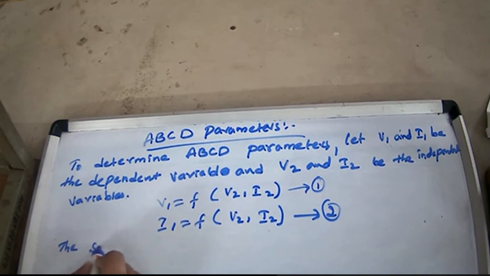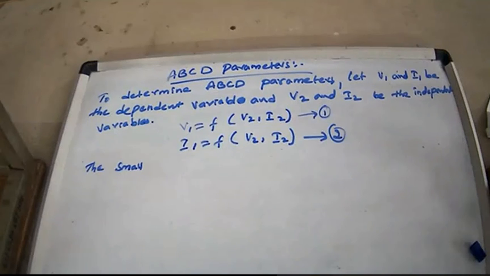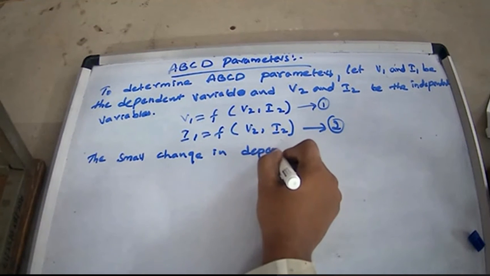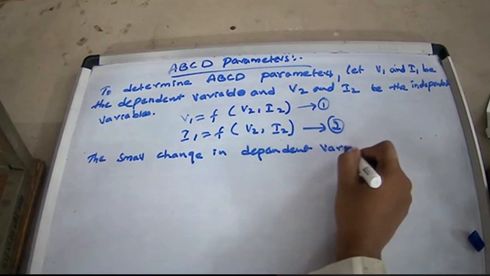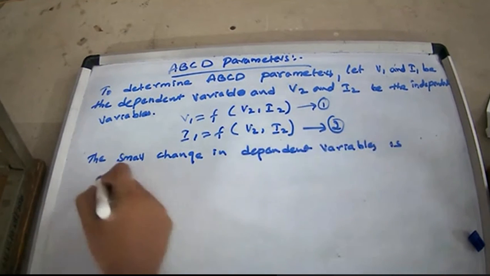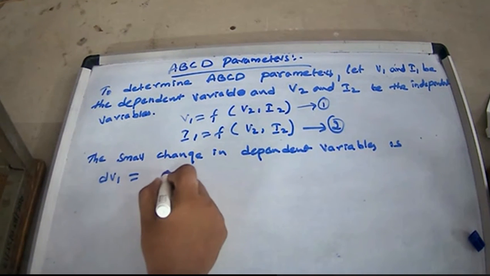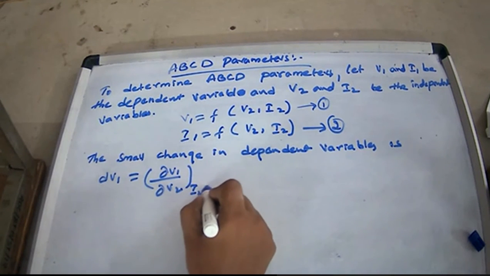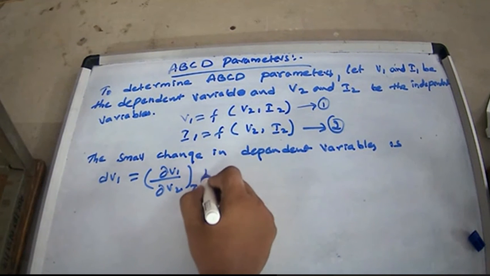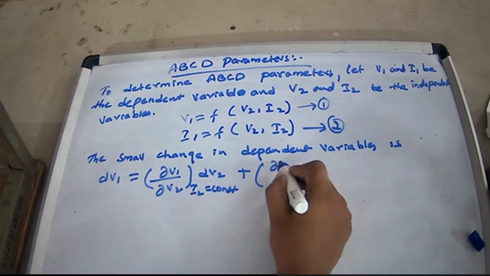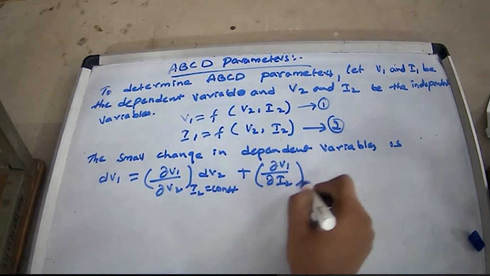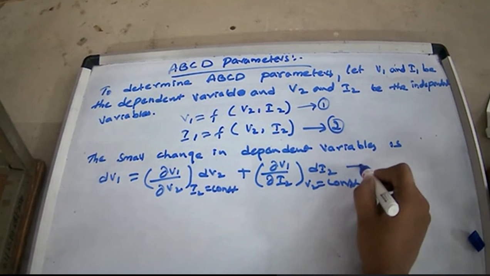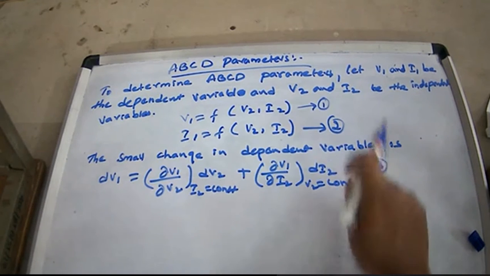Then the same procedure: the small change in dependent variables is taken as dV1 is equal to dou V1 by dou V2, where I2 is equal to constant as the limit, with dV2, plus dou V1 by dou I2 with V2 equal to constant as the limit, along with dI2, say equation 3. This we have written for equation 1.